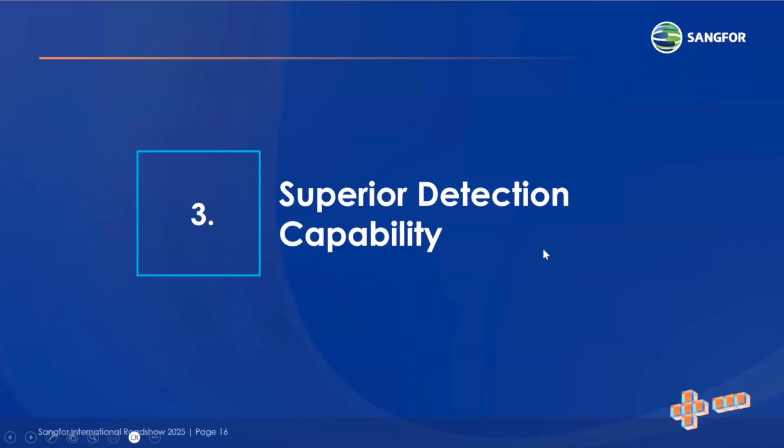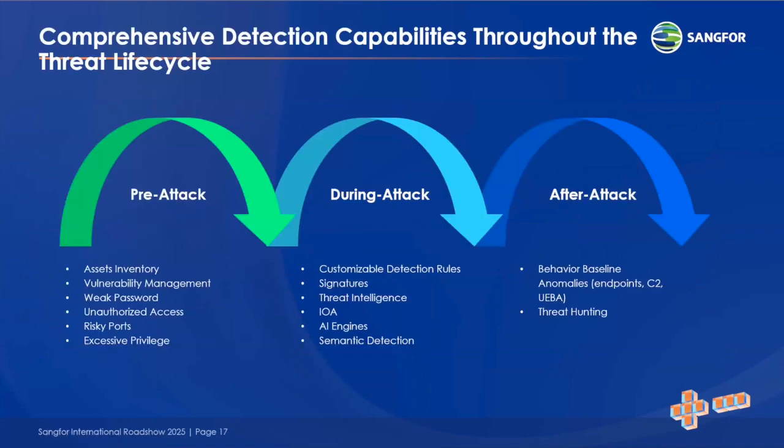The third part is about detection capability. How to understand detection? We cover the whole life cycle. For example, in the pre-attack phase, we do asset inventory management, forming the inventory covering your servers and laptops. We also have vulnerability management, like weak passwords and vulnerabilities from the network and endpoint. We also analyze unauthorized access based on ACL, such as IPs that cannot connect to the internet but are connecting all the time, and risky ports and privileges. That is what we do in the pre-attack phase.